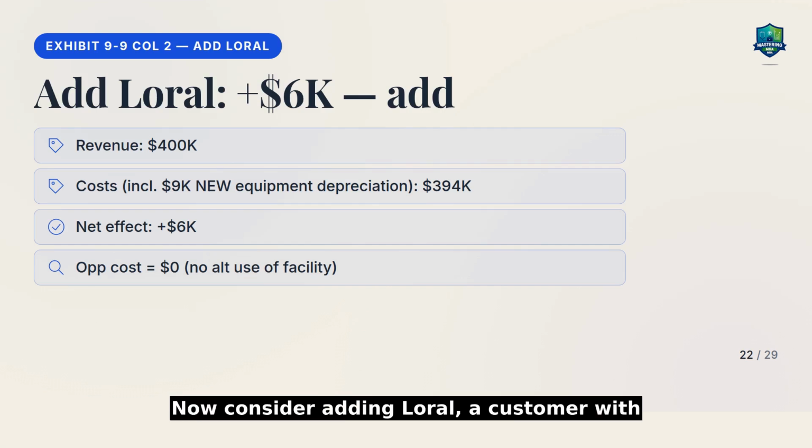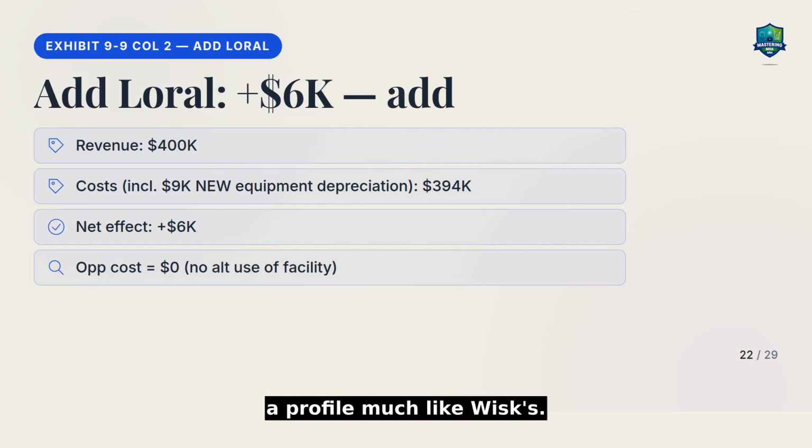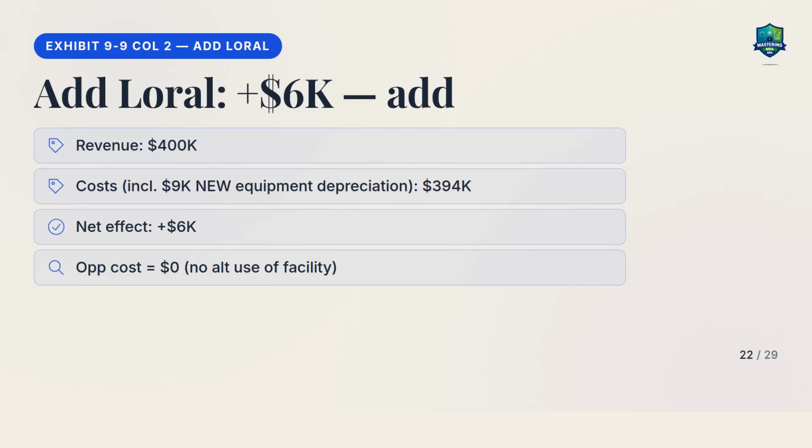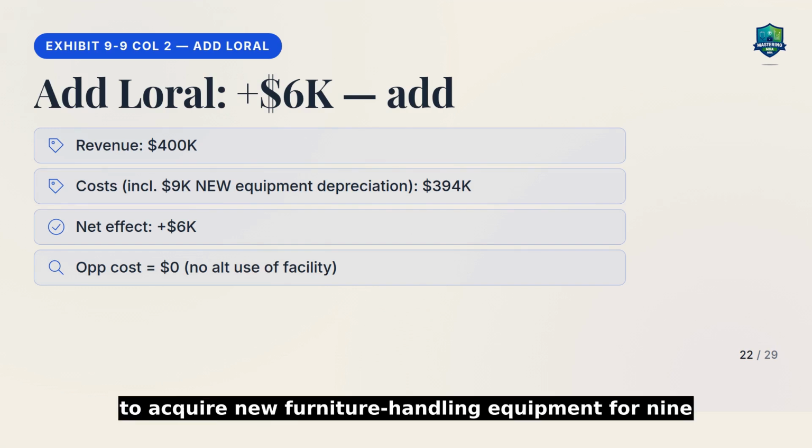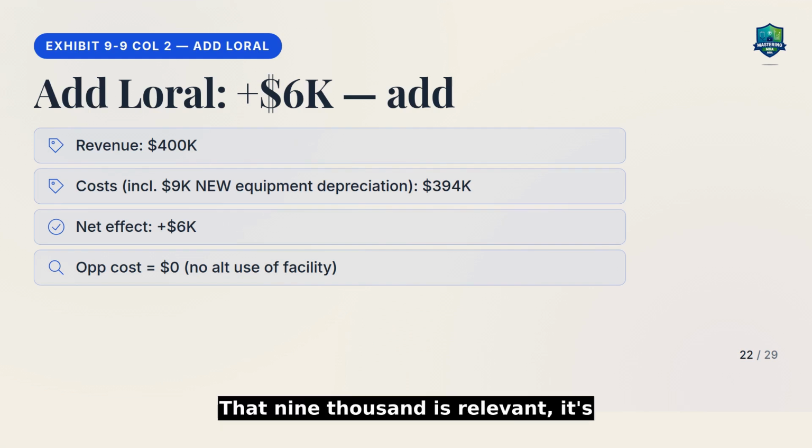Now consider adding Loral, a customer with a profile much like Whisk's. No other use for Allied West's facility, so opportunity cost is 0. Same revenue and cost structure as Whisk, except this time Allied West has to acquire new furniture handling equipment for $9,000. That $9,000 is relevant. It's a future cost that would not be incurred without Laurel.